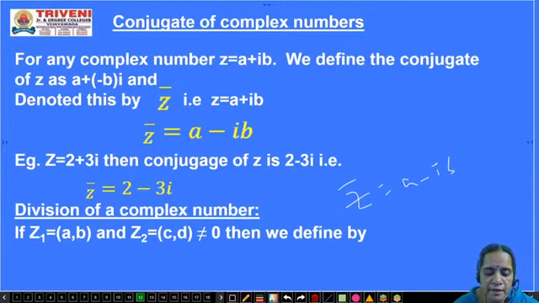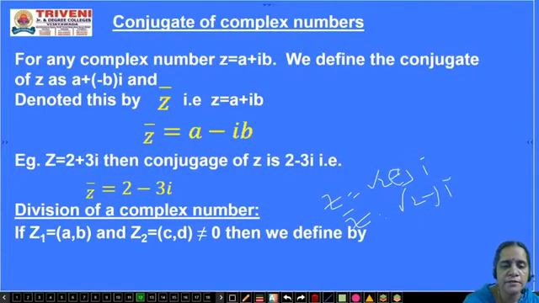We take an example like this: z is equal to 2 plus 3i. The conjugate of z is, in place of plus, we write minus: 2 minus 3i. That's all. This is the conjugate of a complex number. Suppose z is equal to root 2 plus 3i. The conjugate, z bar, is equal to root 2 minus 3i. Here, if plus is there in z, then the conjugate has minus. If minus is there, then the conjugate is plus.